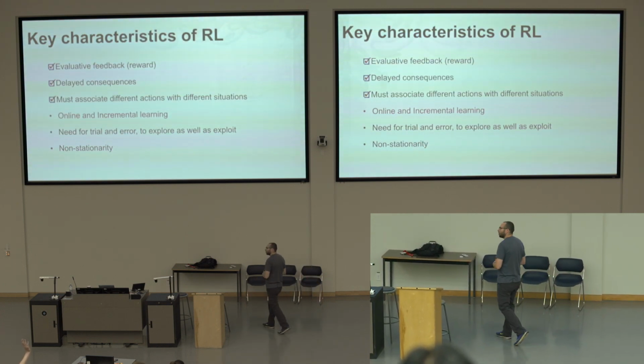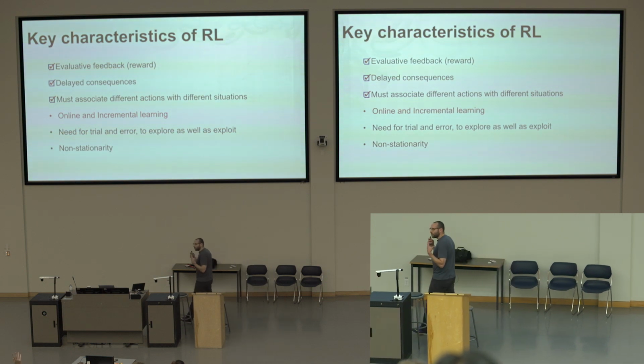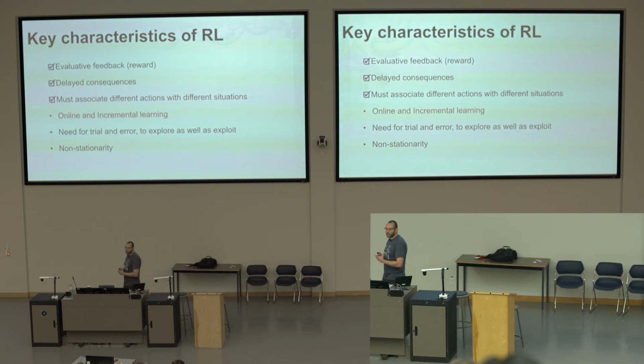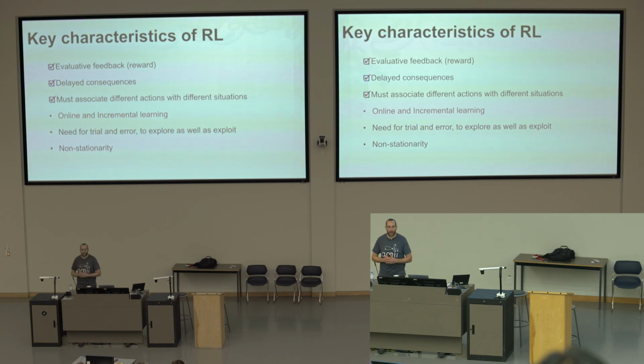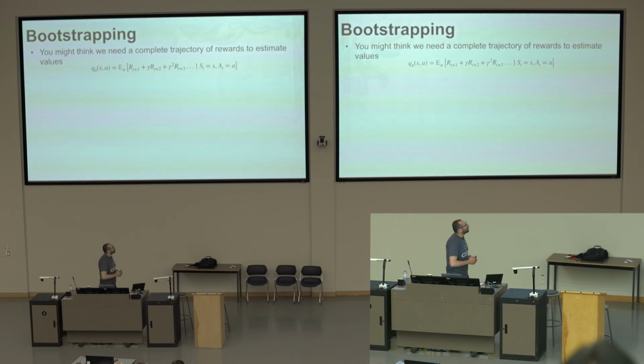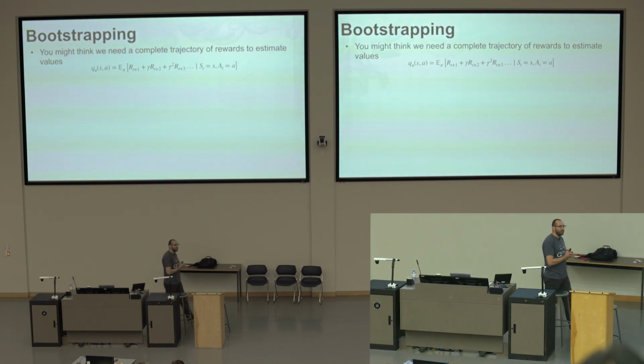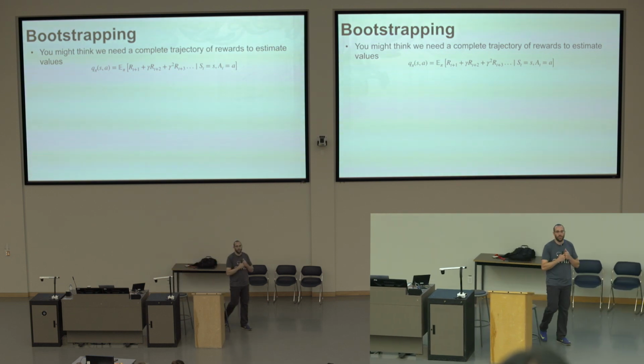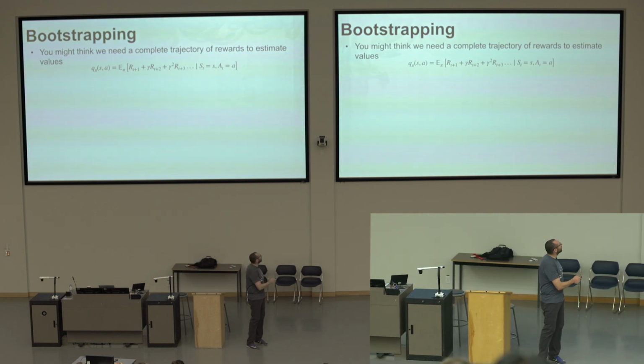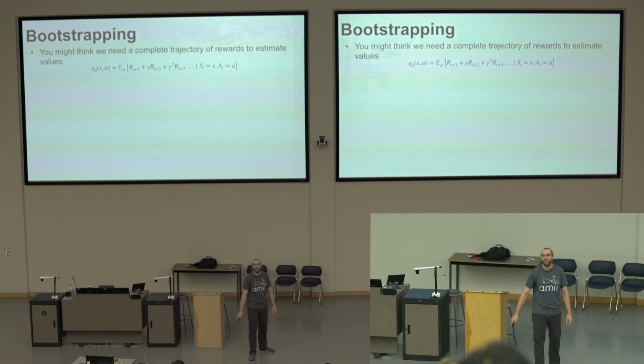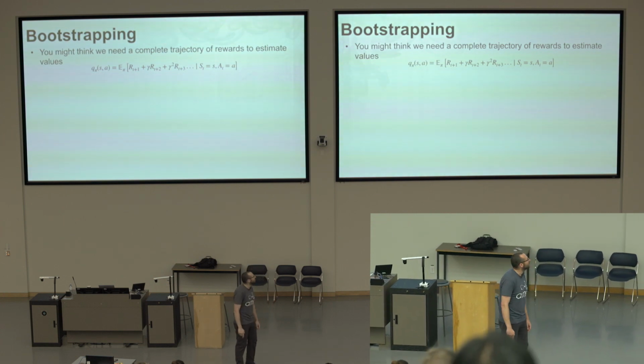So, a bird's eye view overview of Q-learning: how does it work? What are the guts of it? One of the most important things about Q-learning is that it's online and incremental, and how it achieves that. Okay? You might think that we need to wait for a long sequence of rewards to be able to update our value function, right? It's defined on this infinite sum, this infinite discounted sum.